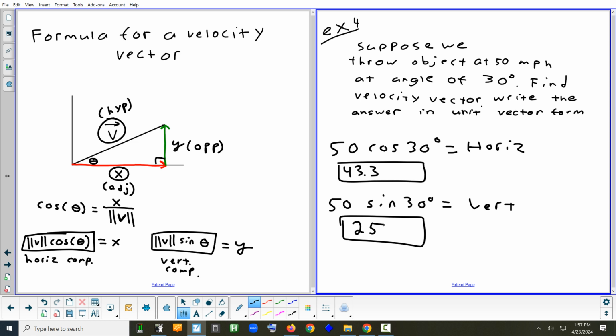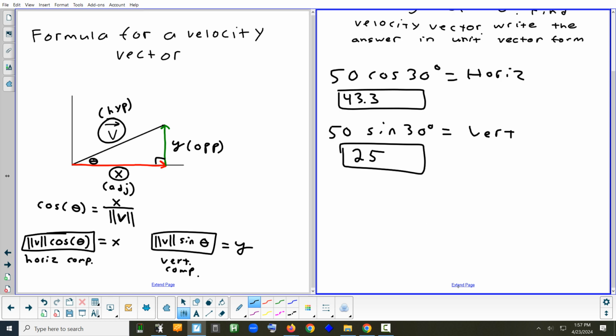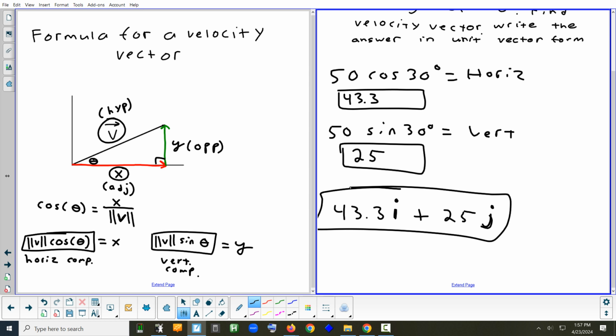What letter do we need to put on the horizontal one if we're going to write it in unit vector form? That would be i. Because right now that's just 2 numbers in boxes. That's not a vector. Those are the numbers we need to write, but we have to write them the right way. So 43.3i plus 25j. That is the velocity vector if you throw something 50 miles an hour at a 30-degree angle.